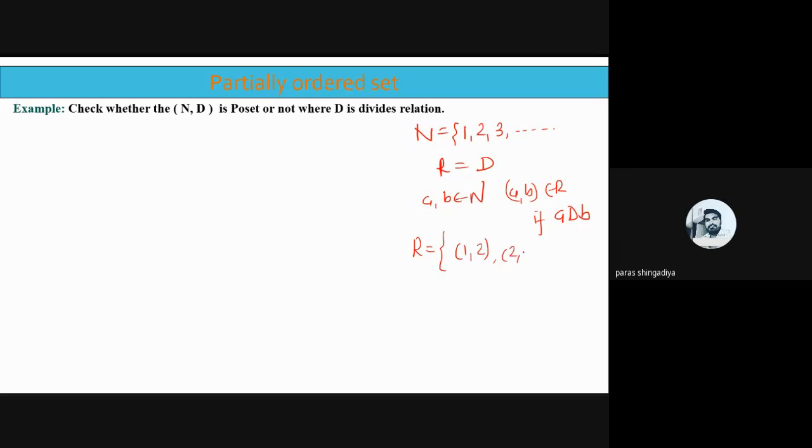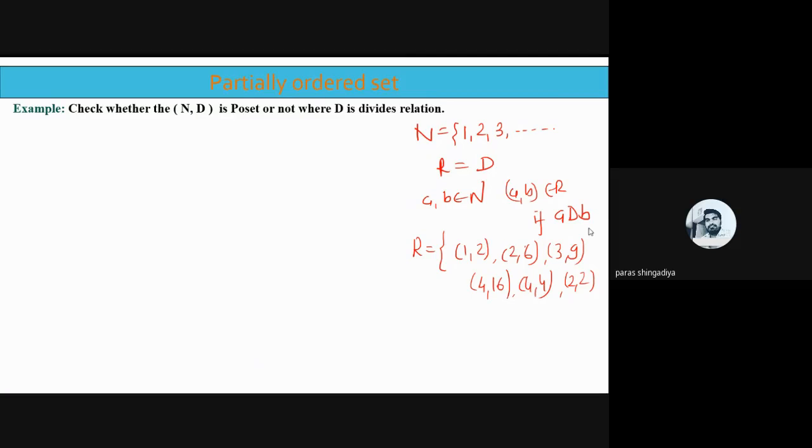And 2 divides 6, so you can consider 2 comma 6. You can consider 3 comma 9, that is also valid. You can consider 4 comma 16, since 4 divides 16. You can consider 4 by 4, meaning 4 comma 4, or 2 by 2, meaning 2 comma 2. There are lots of possibilities: you just include natural numbers from N which follow the condition a divides b. So check the pair where the first number divides the second number.